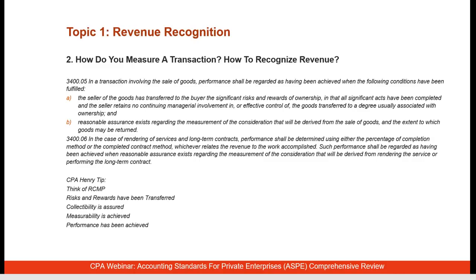That means I have very good certainty I will be getting this money. Otherwise I wouldn't have made the sale, right? So collectability is assured. Measurability is achieved. What that means is, if I'm selling you a product for $100, it's measurable. I know how much it's going to be.